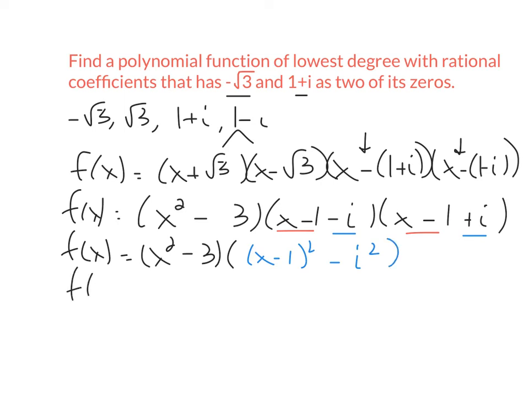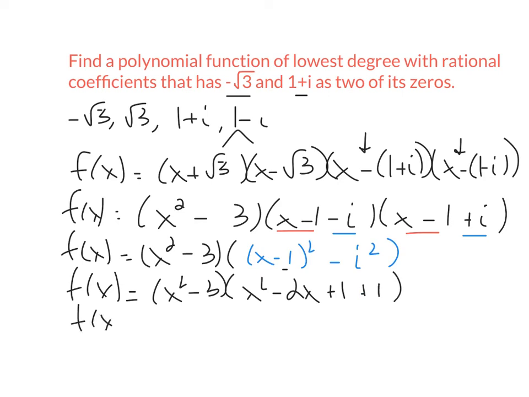This is getting a little bit lengthy, I know, but it's just how it is. So got to kind of deal with it. x squared minus 3. Okay, if I do FOIL here, I'm going to square this one. I'm going to do x squared minus 2x plus 1. Now that i squared is negative 1, and it's minus negative 1, which is plus 1. So now I have (x squared minus 3) times (x squared minus 2x plus 2).